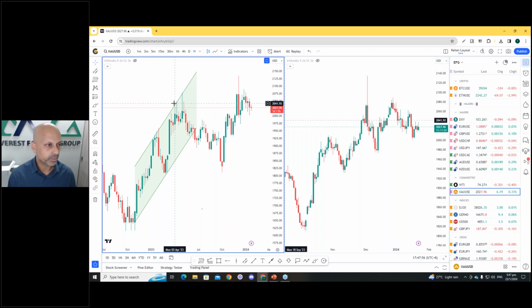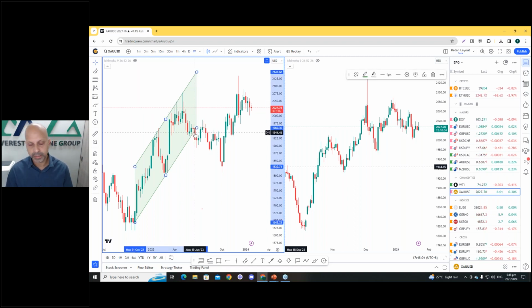How can we identify the difference between a pullback and a downtrend? Usually it's when certain trend lines are broken. When price is still respecting a trend line, that's a pullback. Let me explain this on the weekly time frame, and I'll do it on a daily as well.